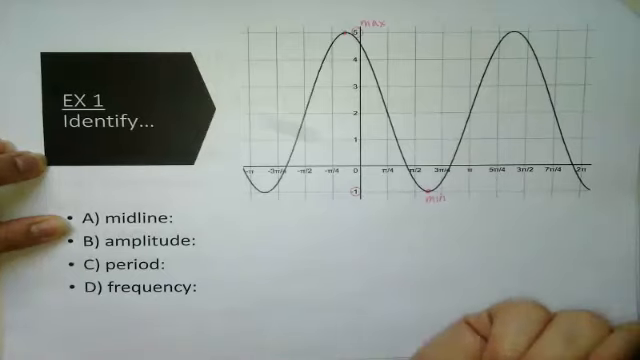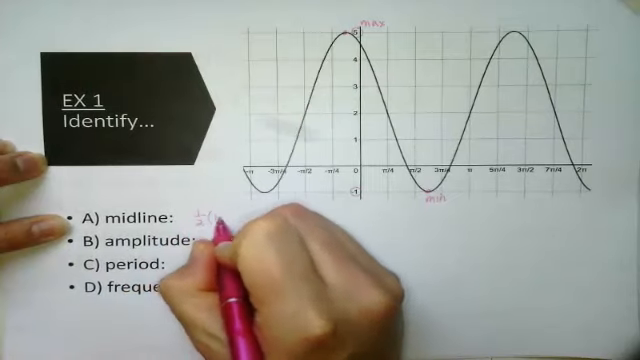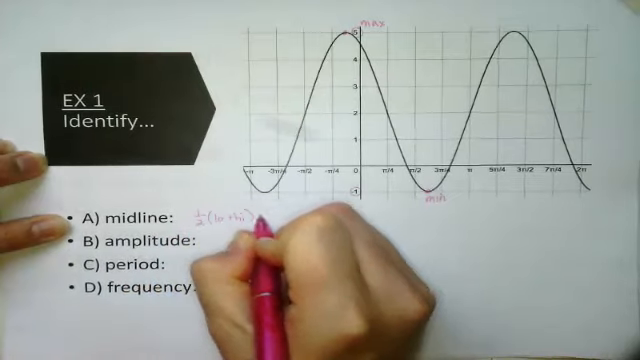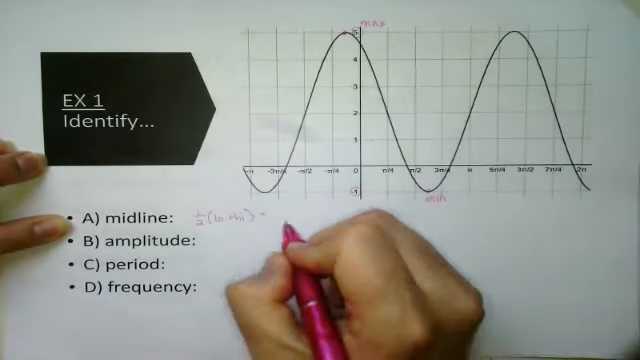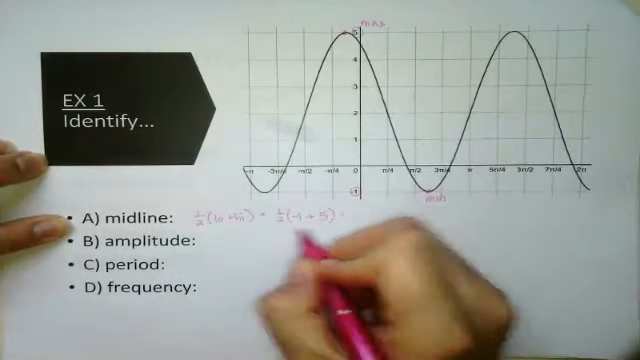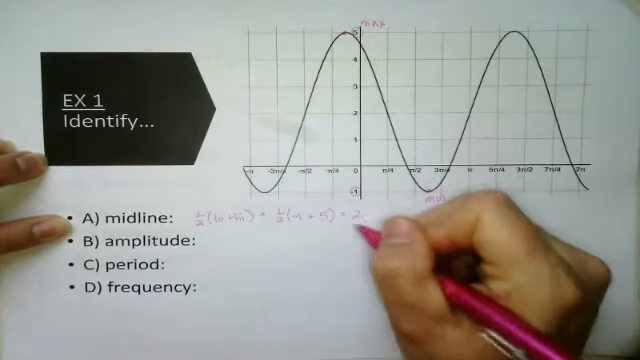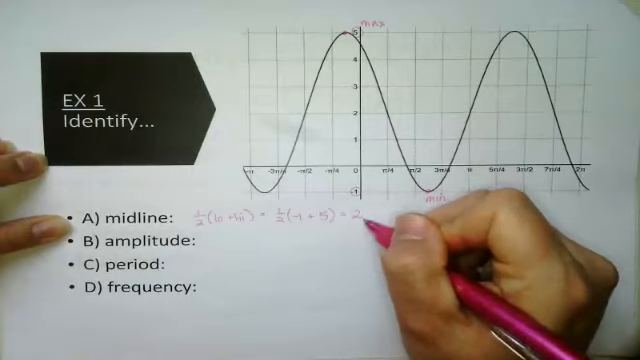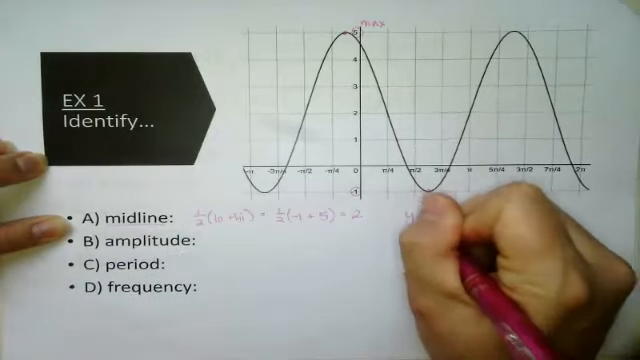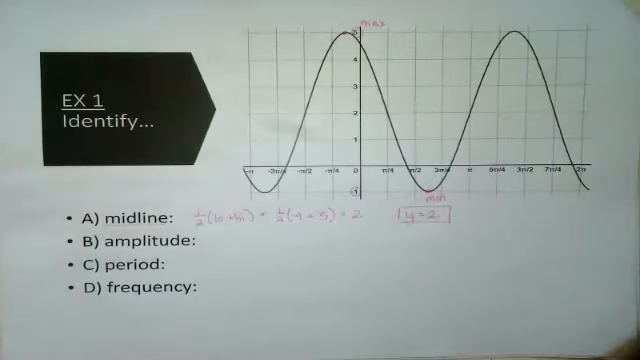So the midline is halfway between the highest and lowest value. So I want to calculate it halfway between the lowest and the highest. And so that's going to be halfway between -1 and 5. So that's going to be half of 4. Half of 4 is 2. So this is the vertical shift. It's a vertical shift of 2. But if they actually want the equation of the midline, then we would write y equals 2. If they are just asking for vertical shift, then the vertical shift is 2.